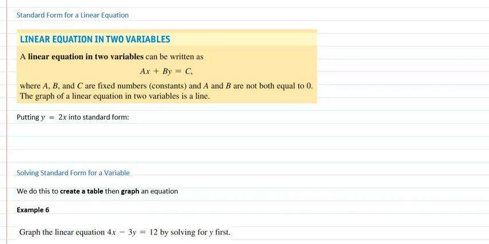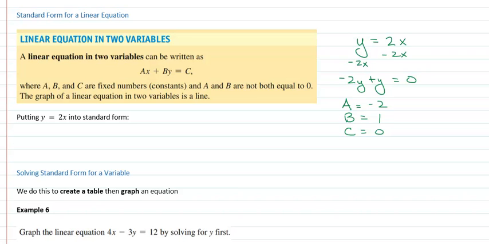So if we put y equals 2x into standard form, I'll come up here so I have a little bit more space. So y equals 2x. I'm going to subtract 2x from both sides, and I get -2x plus y equals 0, and in this case then a would be -2, b would be 1, and c would be 0. So that's in standard form.